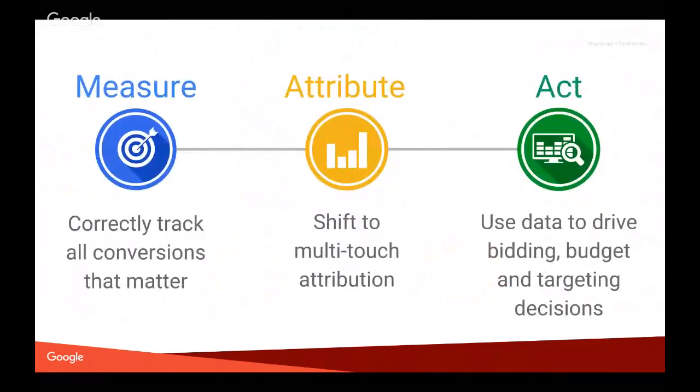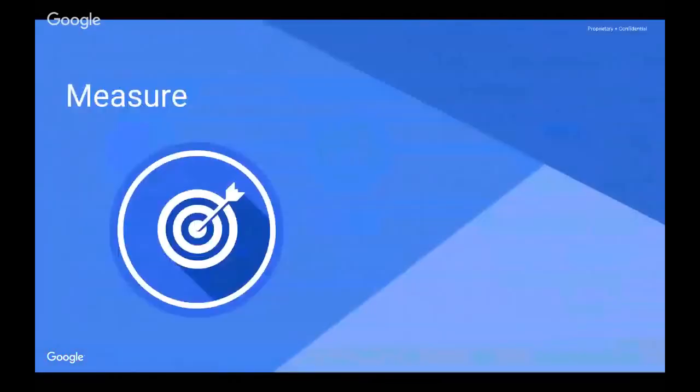Our framework for this process is super simple. In this presentation, we'll review how advertisers should correctly measure all conversion credit across multiple touch points instead of just the final one, and act on this data through bidding and targeting decisions. Step 1 in our framework today is to establish proper measurement settings to create a strong foundation for attribution.